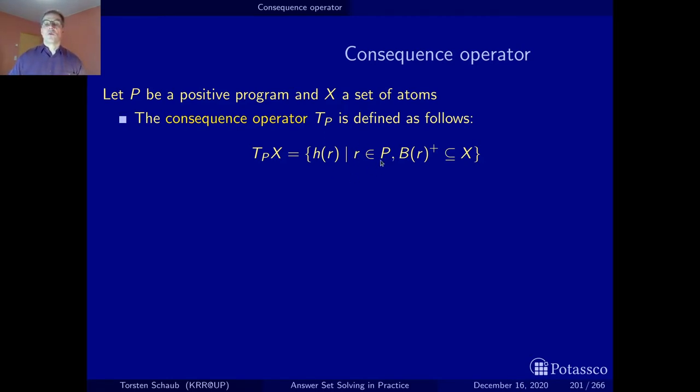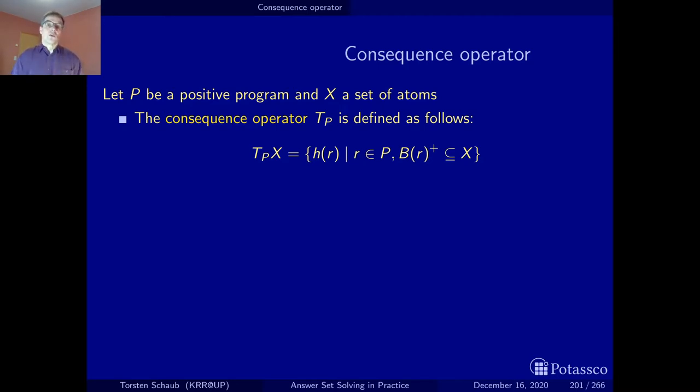So we look at all rules in our positive logic program, and now we identify those where the positive body literals are contained in our input. And so those rules apply, they fire, and they contribute their head to the result of the operator. And this is indicated here, where we accumulate the heads of the applicable rules. Keep in mind that I'll keep being lazy in dropping the parentheses around the X, and we will see in a sec why this makes sense. Okay, so this is the TP operator.